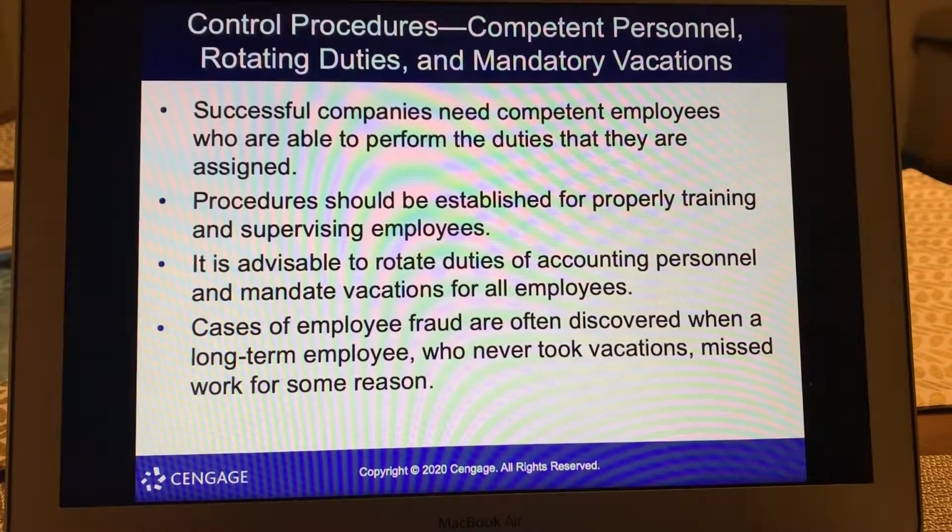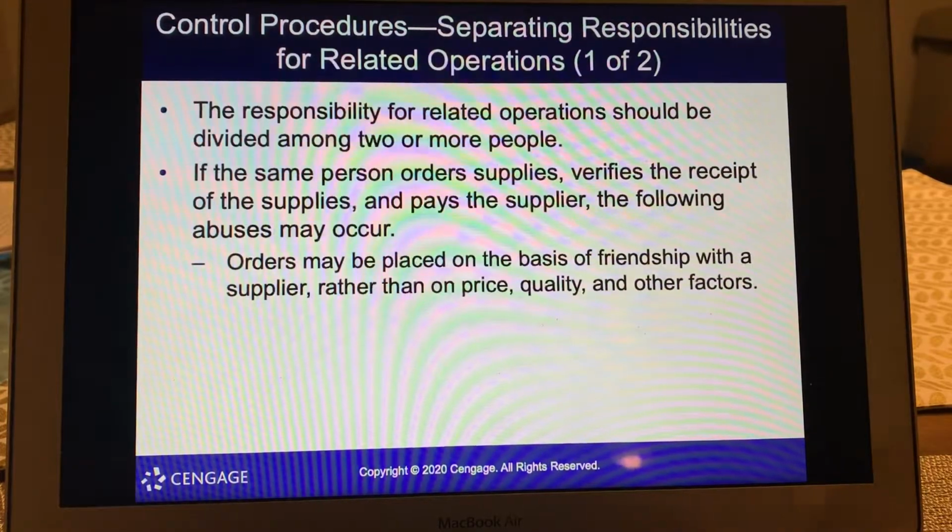So a little bit more on control procedures: competent personnel, rotating duties, and mandatory vacations. Successful companies need competent employees. I'll let you go through this one because this is a lot of text just to read, but it's very important that these are in place. These are procedures, and these help mitigate fraud, theft, and deceptive practices from occurring. Also, some of the responsibilities are divided.